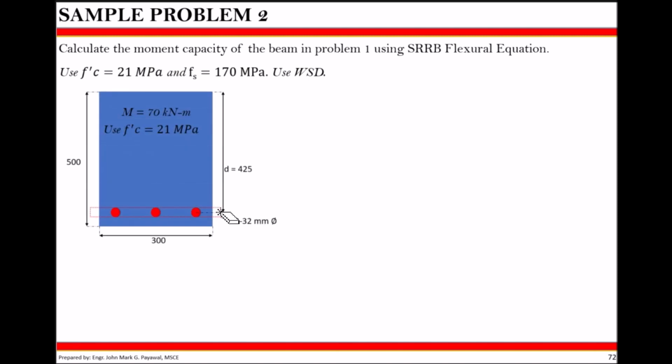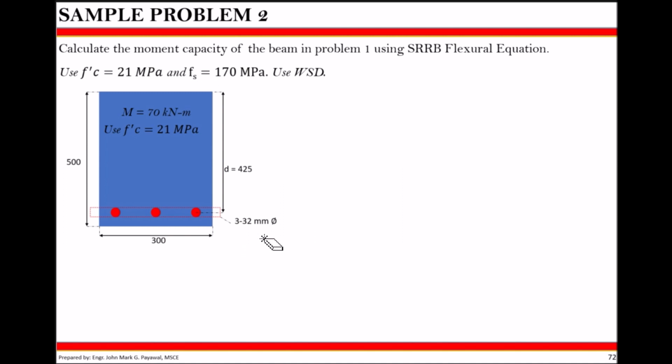So this is the value in problem 1. If you can remember, applied moment is 70 kilonewton meter, Fc prime is 21, and the effective depth is 425, and the rest of the geometric properties are here. H is 500 and base is 300. It is reinforced with 3 32 millimeter bars.